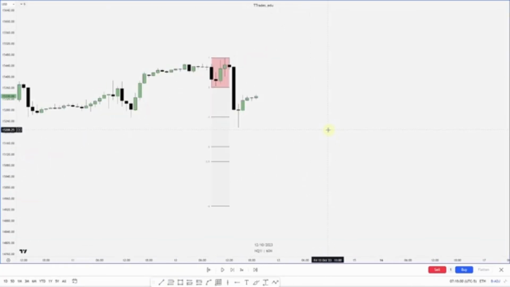So now that we have practiced identifying that manipulation leg and projecting it out, let's go back to the PDF and see what we are looking for in these projections. So here we are back in the PDF, and although there are many ways to use these projections, we're going to focus on the -2 to -2.5 and the -4 as areas of interest. So when price reaches the -2 to -2.5 standard deviations, I'm looking for either a retracement or a reversal from this area.